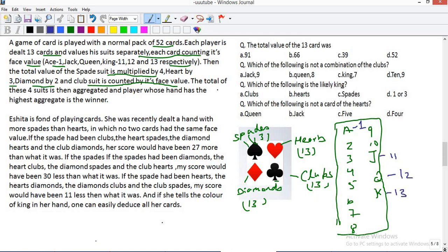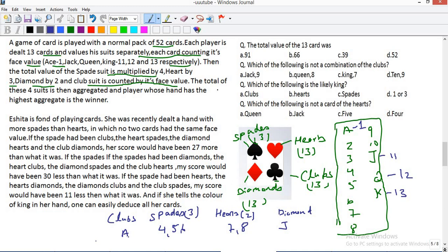Now suppose I am dealt a hand with a few cards. Suppose let's say I have some cards of spades. Let's say I have got 3 cards of spades which are nothing but 4, 5 and 6, and let's say I've got 2 cards of hearts which are 7 and 8, and let's say I have 1 diamond card, that is a jack, and let's say I have 1 club, that is an ace.